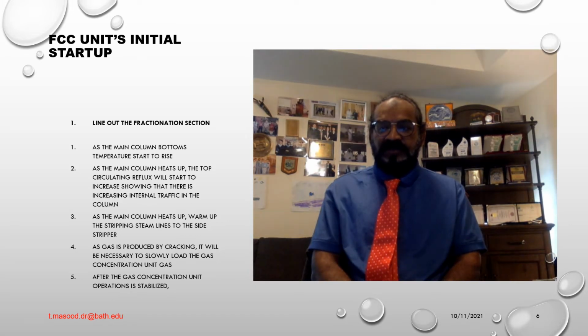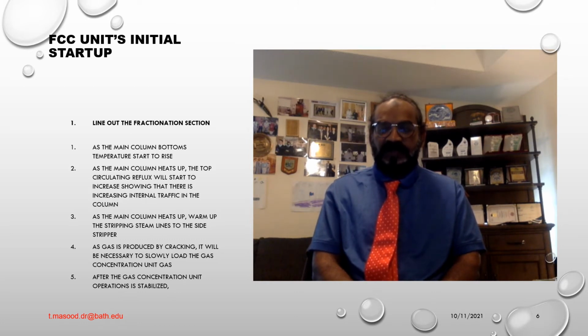Number 3. As the main column heats up, warm up the stripping steam line to the side strippers. Start a steam flow to the LCO strippers and begin an LCO flow to the strippers as LCO becomes available. Pump the stripper product to storage using the light cycle oil product pump. When the LCO product is of acceptable quality, route it to the unit for further processing and to the LCO flushing oil header. Start up the heavy naphtha stripper by putting the heavy naphtha stripper's reboiler into operation. Pump the stripper product to storage using the heavy naphtha product pump.